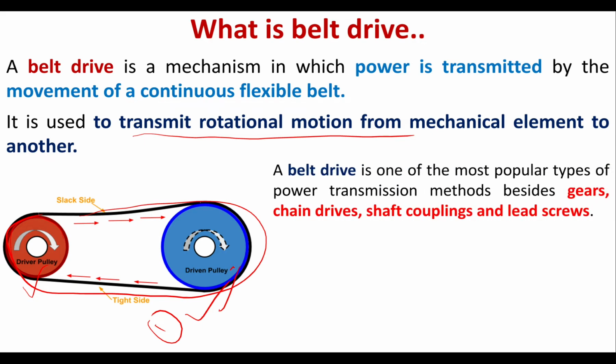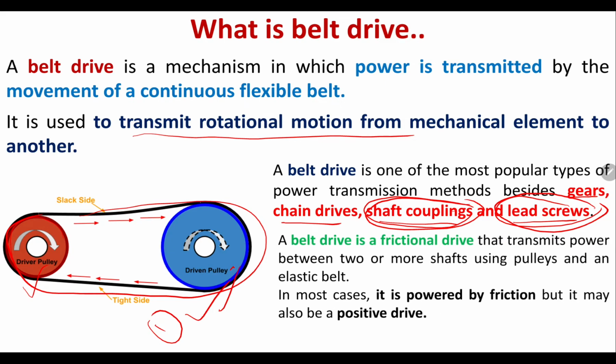This is the use of belt drive. So belt drive is one of the most popular types of power transmission method besides gear drives, chain drives, shaft couplings and lead screws. See here, this chapter has three important drives. One is called gear drive, another is called belt drive, and the third is called chain drive. But after that there are also two important devices by which we can transmit power. One is called shaft coupling, which also transmits power, and lead screws are used for transmission of power.